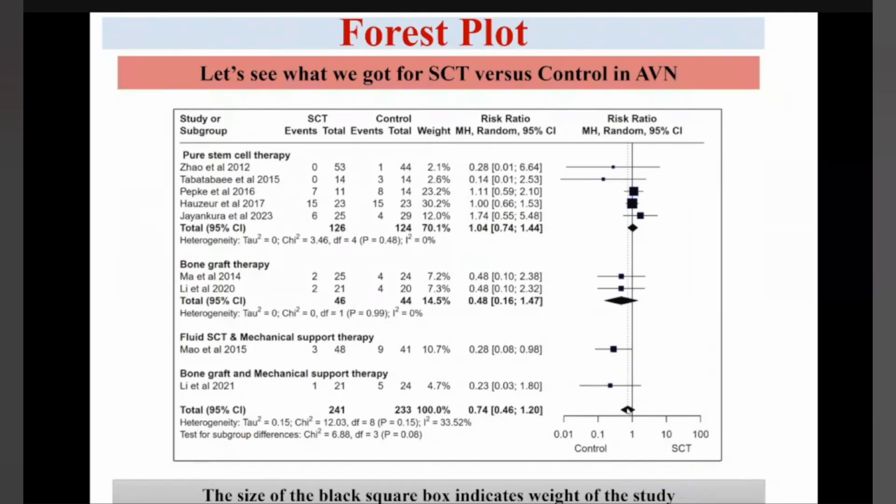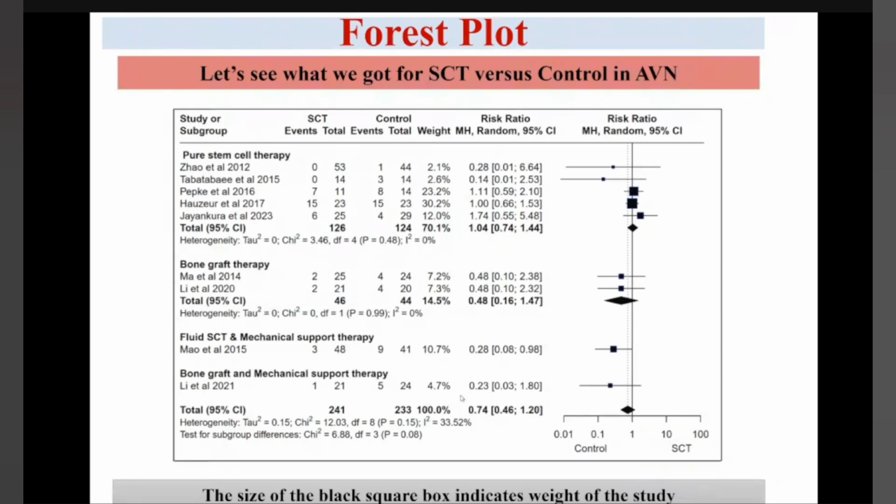So what it is saying is, okay, it might be better than the control, but the heterogeneity is there. Heterogeneity means results might sometimes be good for control, and also might be good for SCT. It is not so good.